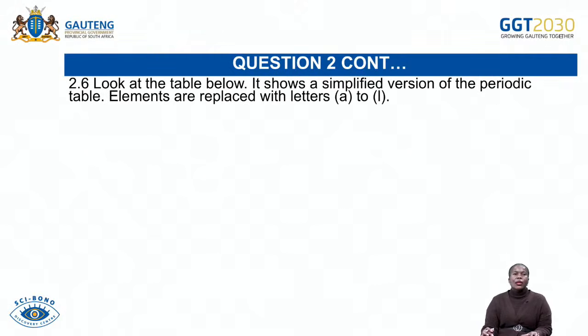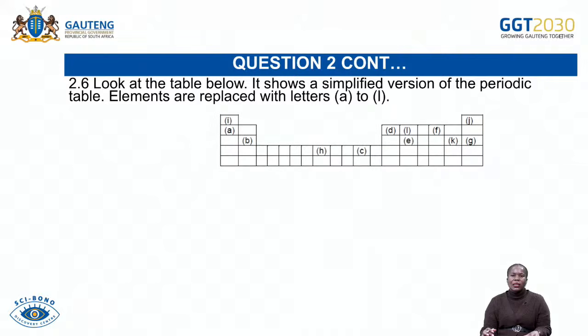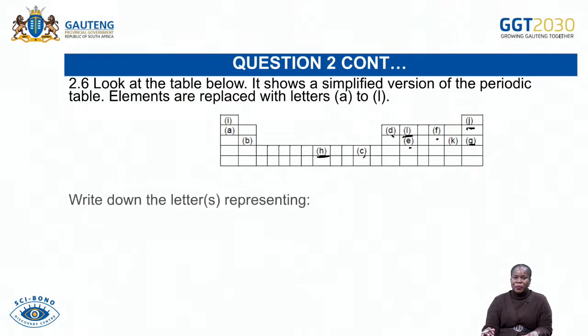Moving right along, 2.6. Now look at the table. It shows a simplified version of a periodic table. Elements are placed with letters A up to I. Let's have a look at this. So we've got A, B, here's our C, D, E, F, G, H, and then I, and then we have a J here. Let's attempt the question.